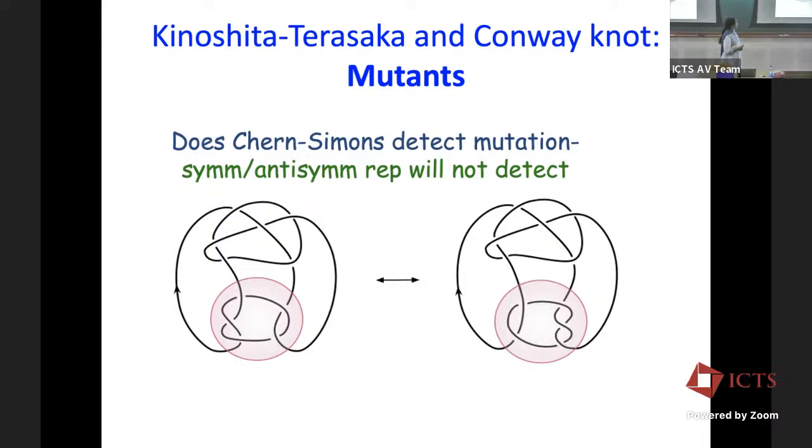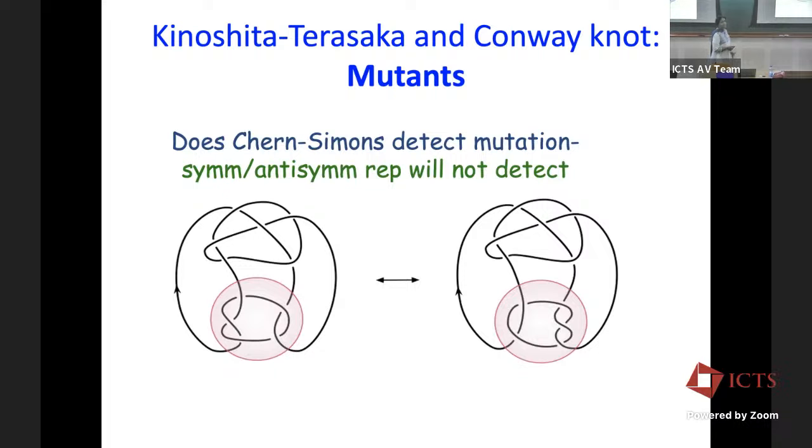What is mutation? You take this region out and do a 180-degree rotation. Here I've done a 180-degree rotation about this axis, so this has gone into this. Technically, this operation should not be an identity operation, right? Because mathematicians have shown that this is topologically inequivalent to this, since they don't have Reidemeister moves 1, 2, and 3 to relate them.